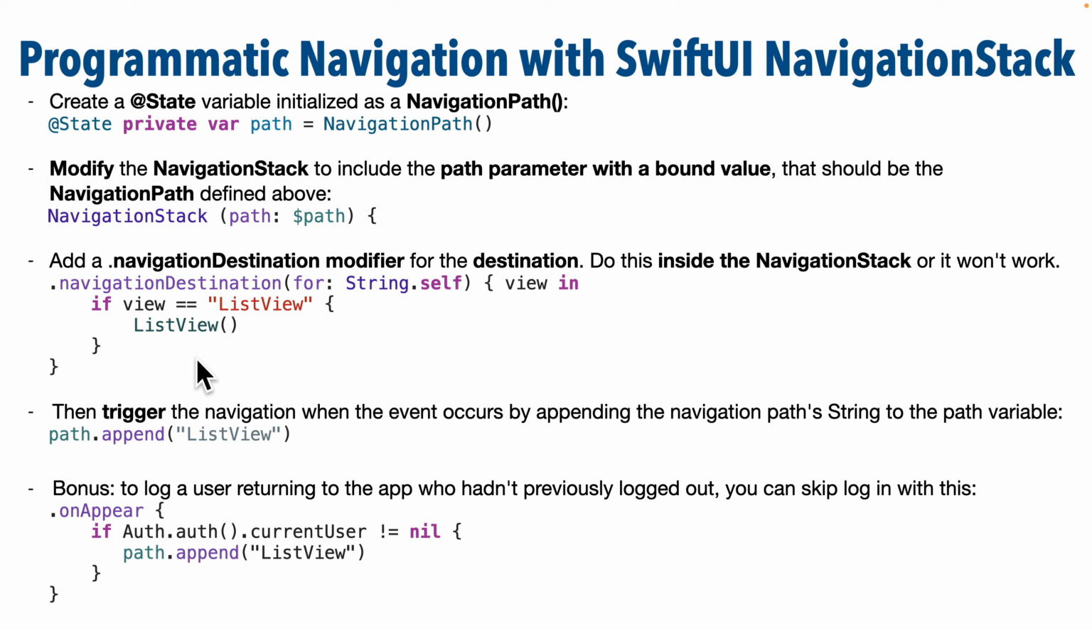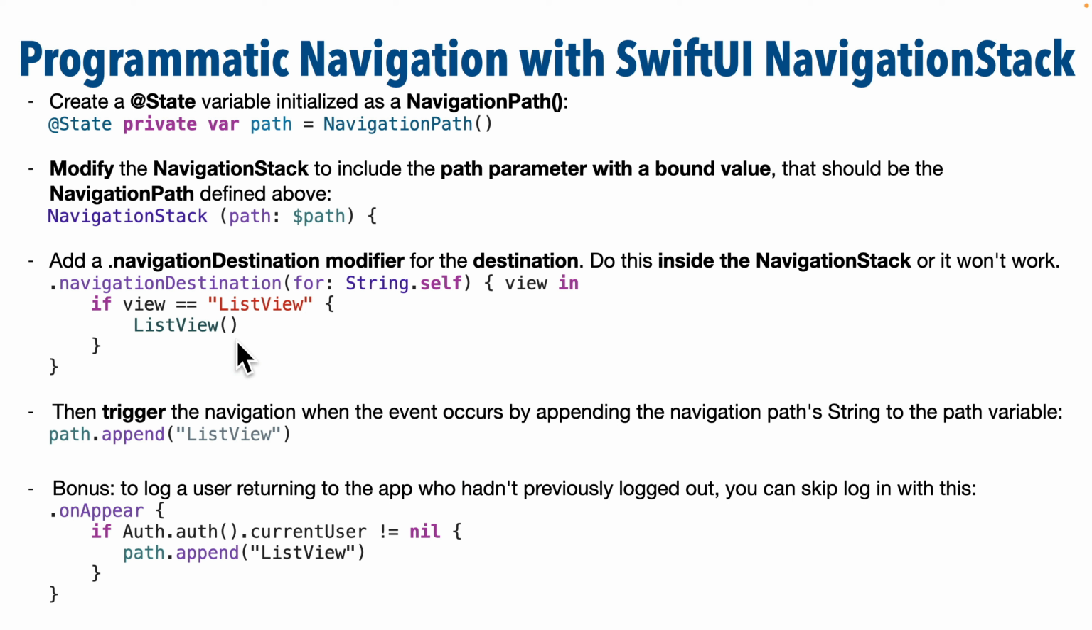Now, one more bonus. Right now, the user needs to log in every time they open the app, but if they've already logged in and they've opened the app again, we can log them in automatically by adding an .onAppear modifier that checks to see if the current authenticated user is not nil. If that's the case, we're logged in, so we can just append "list view" to path. That'll also trigger the NavigationDestination modifier we have up here, taking us to the list view.